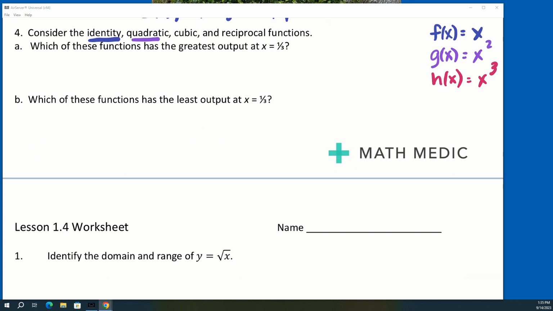All right, and then the reciprocal, I'm going to call j. Now, it's not a good idea to call something i because i is imaginary, and so we're going to skip i and call the reciprocal j. Okay, so the question is, which of these functions has the greatest output when x is 1/3? So what we're going to do is just go through. We're going to put 1/3 into each one of these functions. Now, when you put something into the identity function, you just get that same thing right out. So the output would just be 1/3 on the identity function.